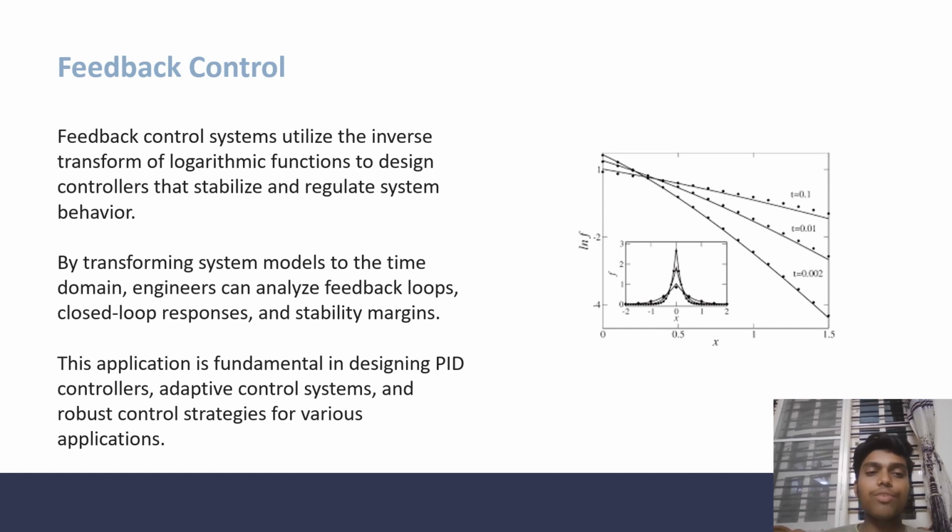Feedback control. Feedback control systems utilize the inverse transform of logarithmic functions to design controllers that stabilize and regulate system behavior. By transforming system models to the time domain, engineers can analyze feedback loops, closed loop responses, and stability margins. This application is fundamental in designing PID controllers, adaptive control systems, and robust control system strategies for various applications.